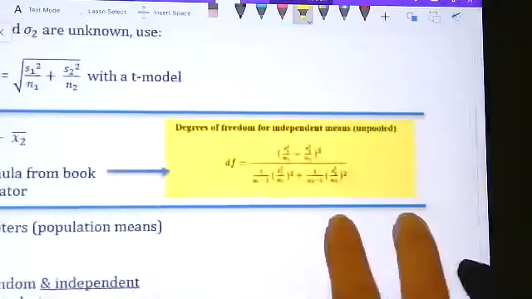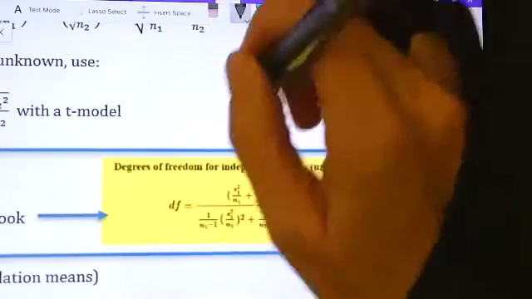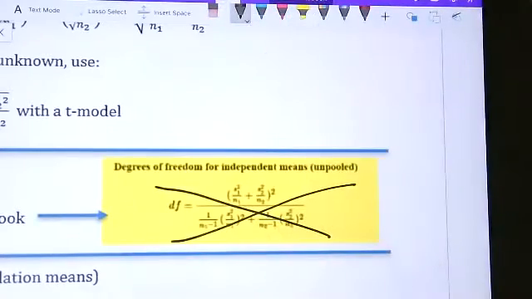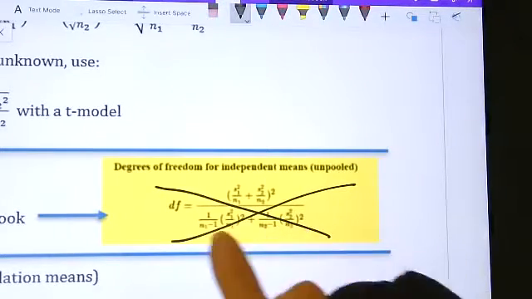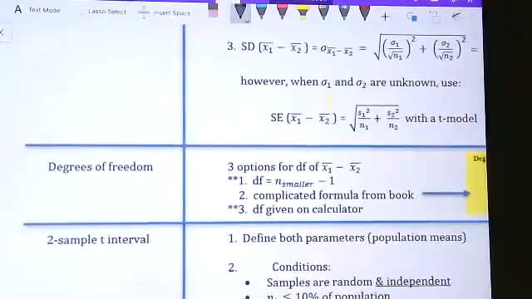Option number 2, here is the formula for calculating the degrees of freedom using two samples. Now, this is not on the formula sheet, so you would need to memorize this. My suggestion is don't do that. You do not need to memorize this. Nobody is going to do that. The only person who is going to use this formula for the degrees of freedom is option number 3, doing it on your calculator, and your calculator will do that formula for you, so you do not need to know that formula.